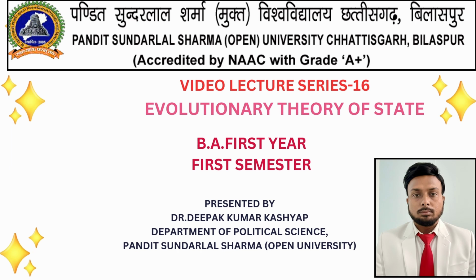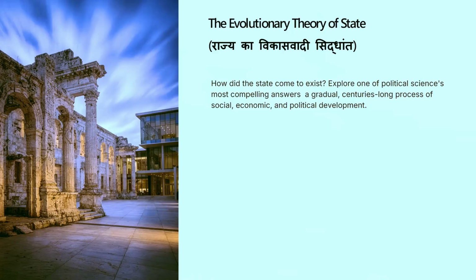In this first slide, we are going to explore the evolutionary theory of state, which is one of the most widely accepted explanations of how the state originated. This theory helps us understand that the state was not created suddenly, but rather developed gradually over a long period of time. In this lecture, we will examine its meaning, development, key factors, importance, and criticism in detail.